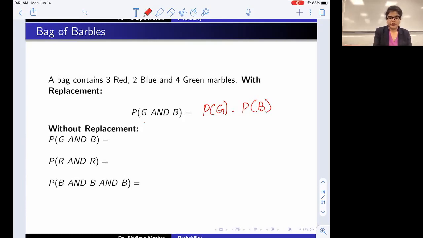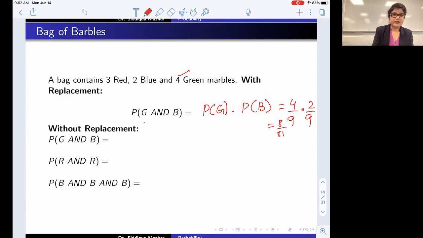Then you need to look at these probabilities. How many balls are green? 4. Out of how many balls? 9. You multiply it by the probability of finding a blue marble. How many blue marbles do I have? 2. The total number of balls is 9. Then you simplify it, so this will be 8 by 81.